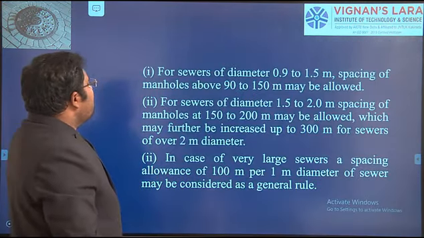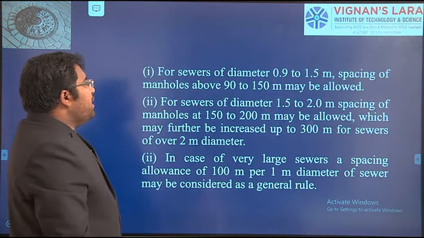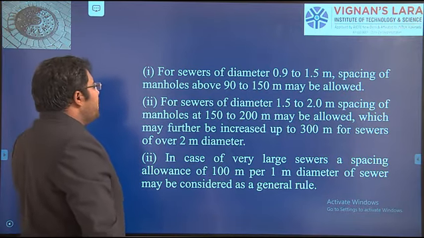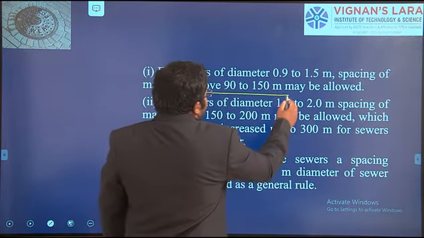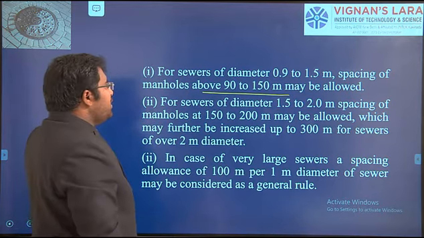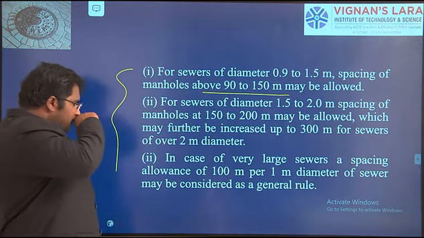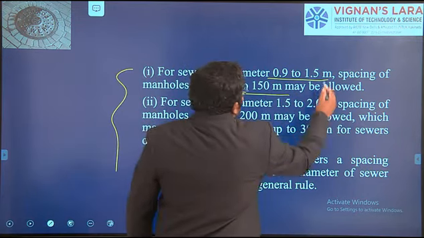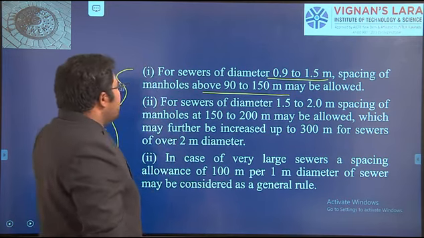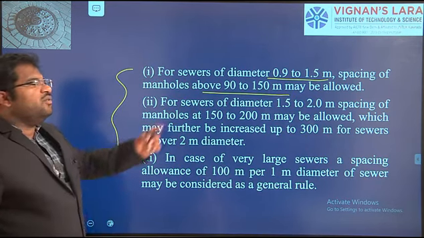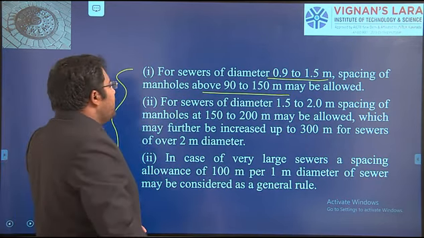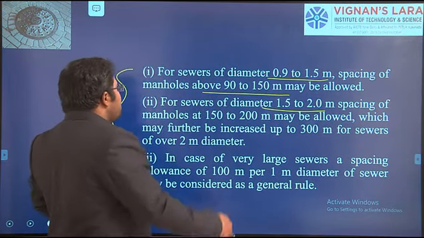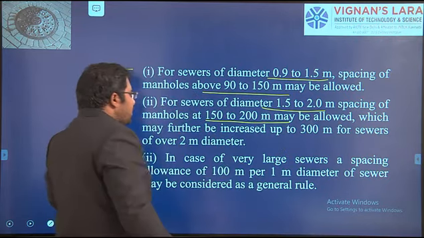Next, for sewers of diameter 0.9 to 1.5 meters, the spacing of manholes is 90 to 150 meters. These are some of the guidelines we are considering here. So if the pipe diameter is 0.9 to 1.5 meters, the spacing will be 90 to 150. Now the next level, 1.5 to 2.2 meters, the spacing will increase to 150 to 200.